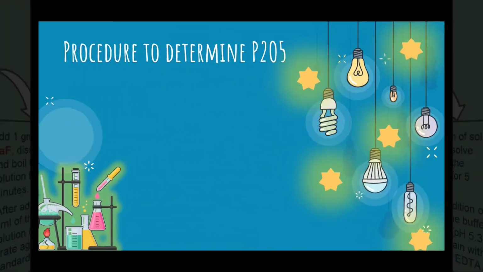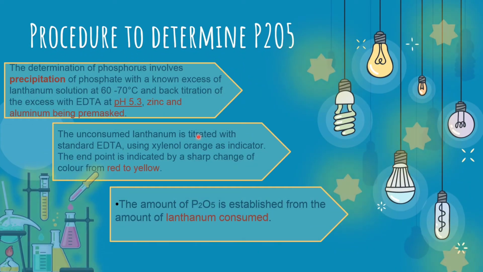Next is the pentoxide. This procedure is quite different from the earlier ones, because it involves the precipitation of the phosphate by an excess of lanthanum solution. We're going to take a temperature of around 60 to 70 degrees Celsius, and by the method of back titration, we're going to titrate with EDTA, again a complexometric EDTA titration at the buffer of pH 5.3. Zinc and aluminum are pre-masked, so they are not going to show any activity in this kind of solution. This is only for the phosphate pentoxide.